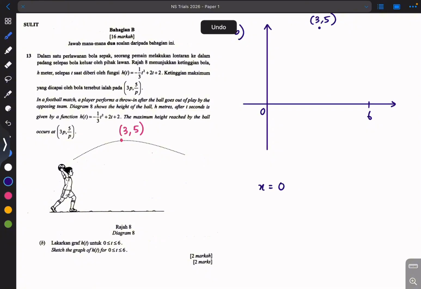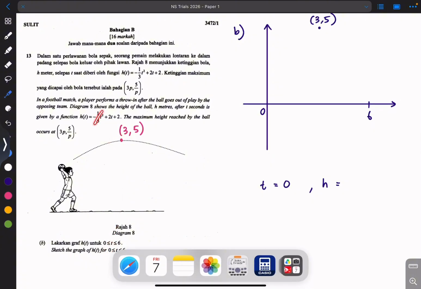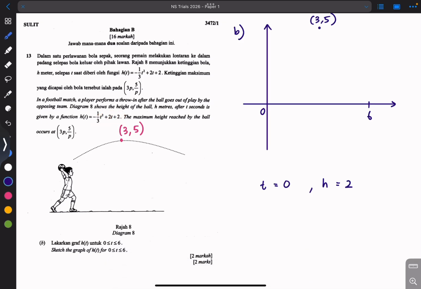Okay, or you can say when t is 0, we need to find the value of h. So when t is 0, we sub it here and here. So basically this whole thing will be 0, this one also 0. So h(t) will be 2. So 2.